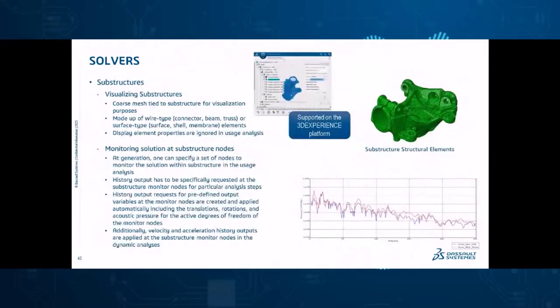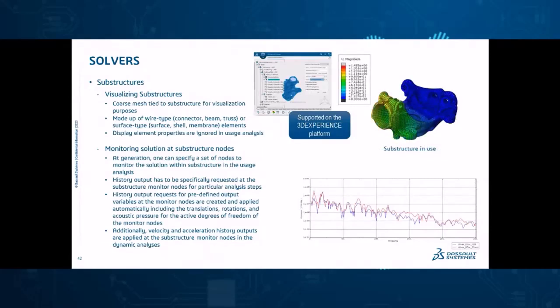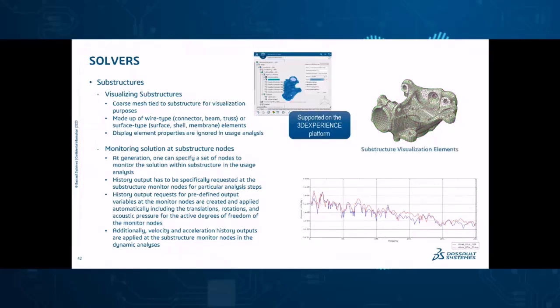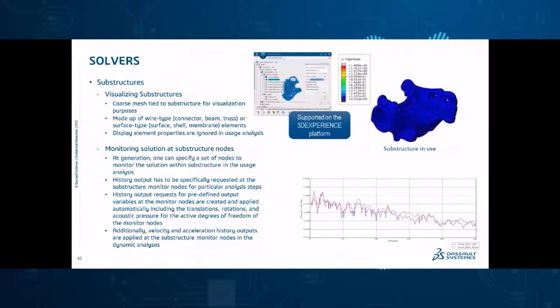Just to mention the substructure display elements again, but more from a solver point of view. As I mentioned, they're defined at the generation level by selecting a specifically created display surface element or truss elements, and you give them a null material property. And the display feature is activated at the usage level in the substructure property. The display nodes and elements are then created automatically. And you can see an example of that on the slide now.